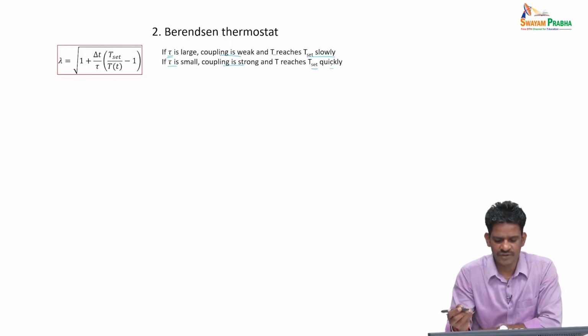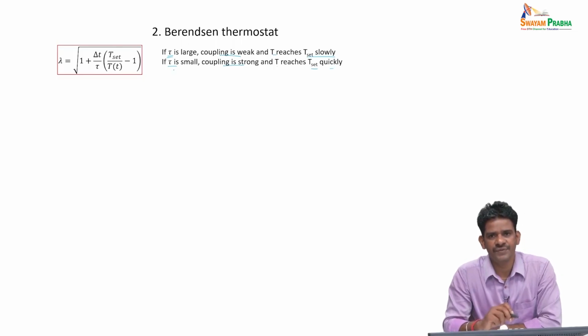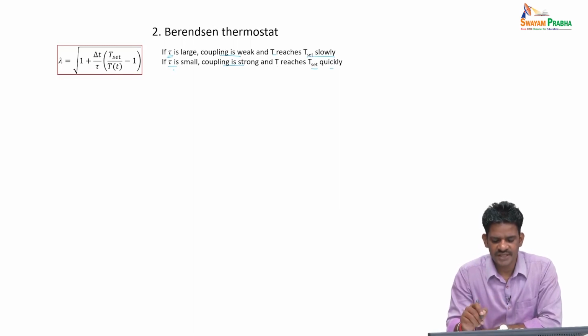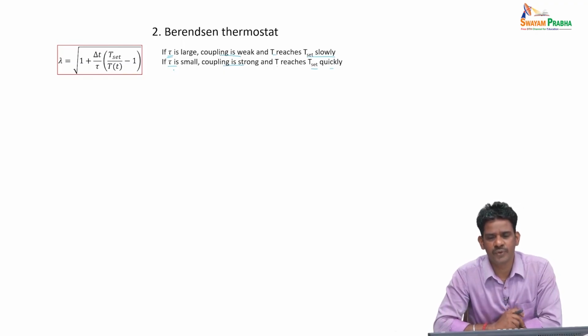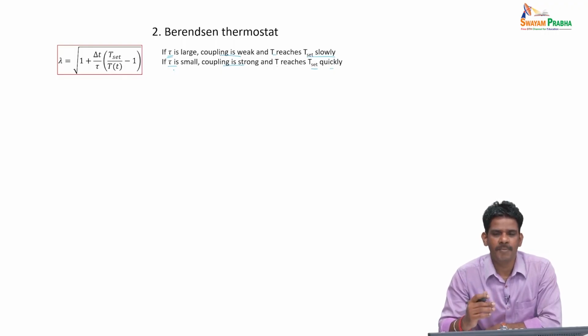So by this one would think maybe we should take tau to be very small so that the temperature can reach immediately to T set, but that is not correct, because if you couple the temperature too quickly, the same effect that we had in the velocity rescaling method will apply here. That means the sampling of the configurational space or the phase space will not be exactly equal to the constant temperature simulation, so we will be deviating from them.